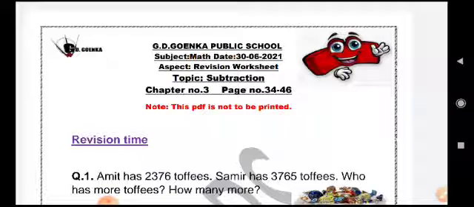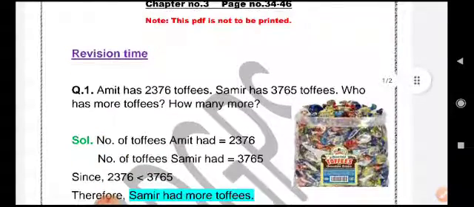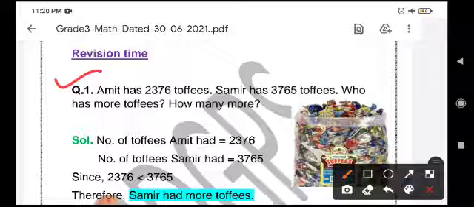Dear Goenkans, today we are going to do a revision worksheet based on subtraction. That is your chapter number 3, and the page numbers are from 34 to 46. Now, this is the revision time and without wasting time, let's start. Let's revise now. Dear students, question number 1 we will read first.